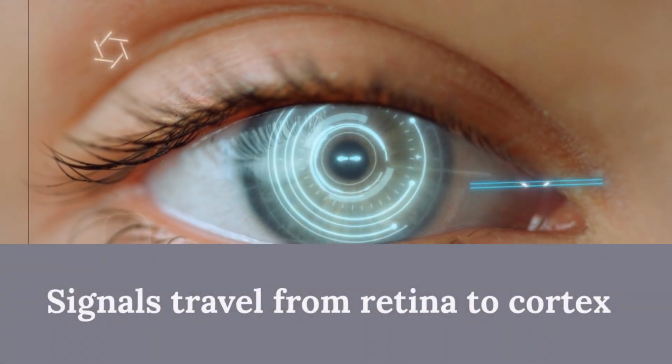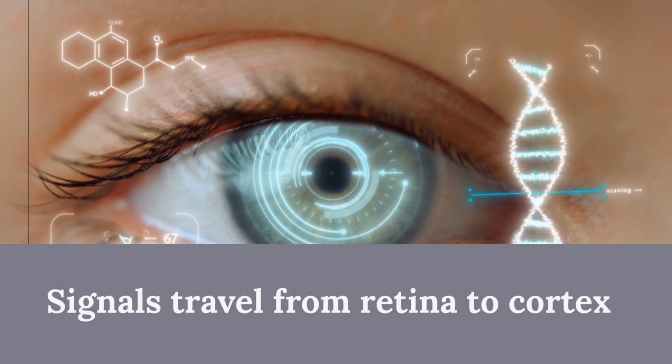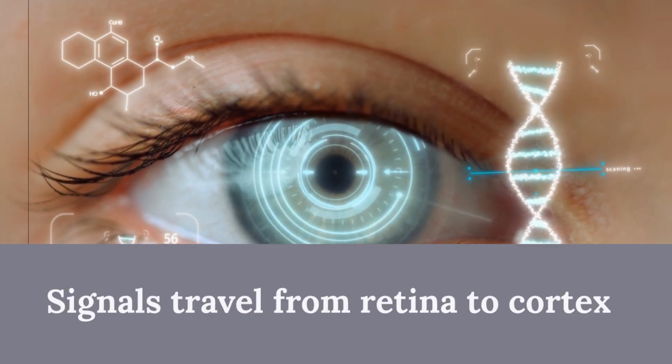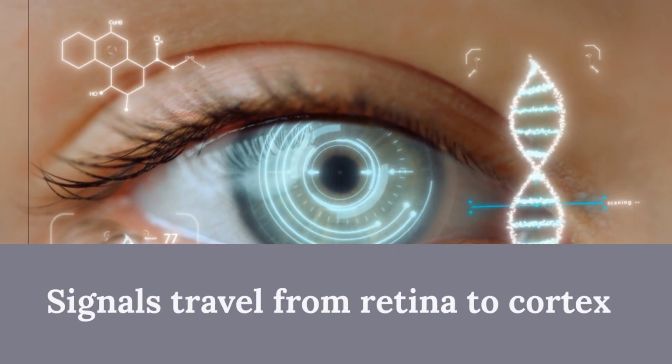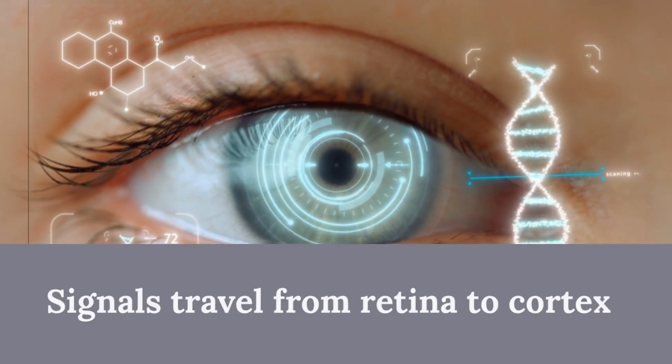Signals travel from the retina to the cortex. The optic nerve and chiasm are involved. The lateral geniculate nucleus processes signals. The primary visual cortex is the endpoint. This pathway is crucial for visual processing.